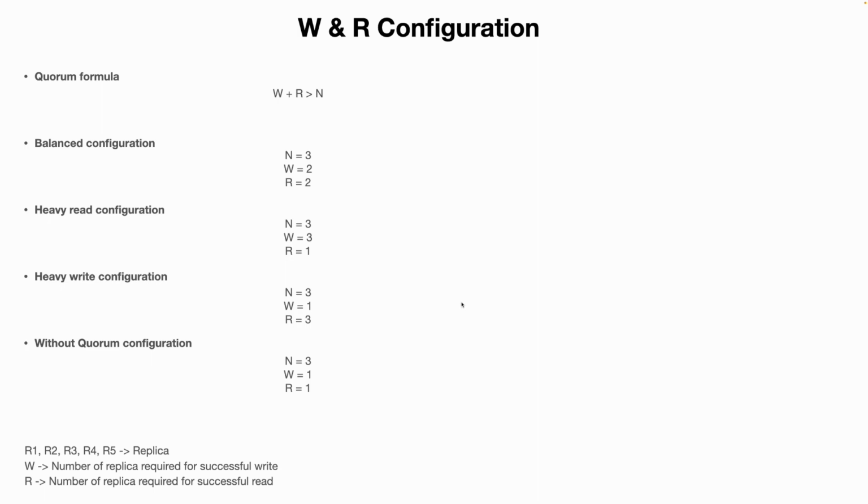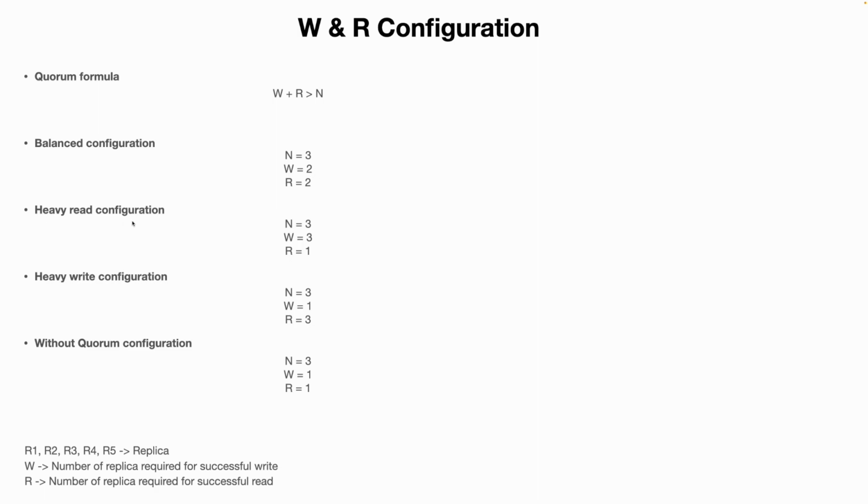Now we discussed the configuration of w and r, and this is the quorum formula. The quorum formula means w plus r should be greater than n. The balanced configuration is a system where we can achieve read and write in an optimized way. For n is equal to 3, w should be 2 and r should be 2. That means at least one of them will have the up to date data.